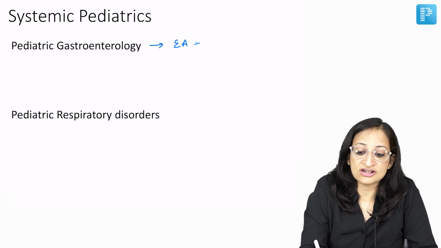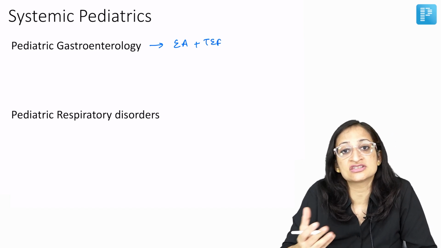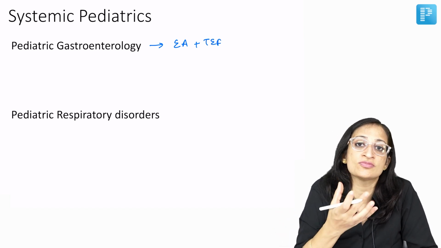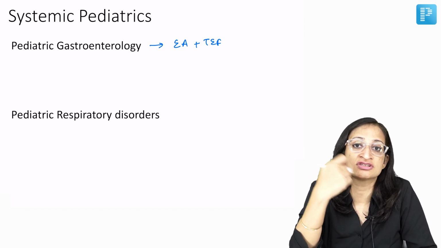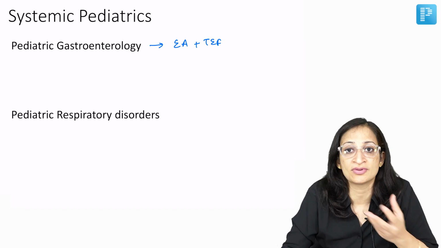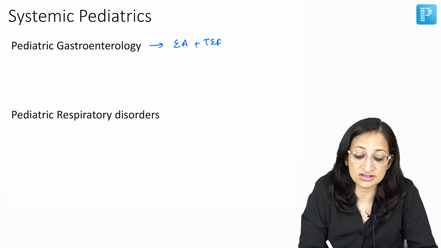Moving to pediatric gastroenterology, the important topics which we must be aware of: one is esophageal atresia, along with tracheoesophageal fistula. So from a given case scenario, you should be able to diagnose where a newborn presents with excessive frothing and inability to swallow. And if you insert an NG tube, it gets coiled in the upper neck part. So esophageal atresia you need to be aware of.